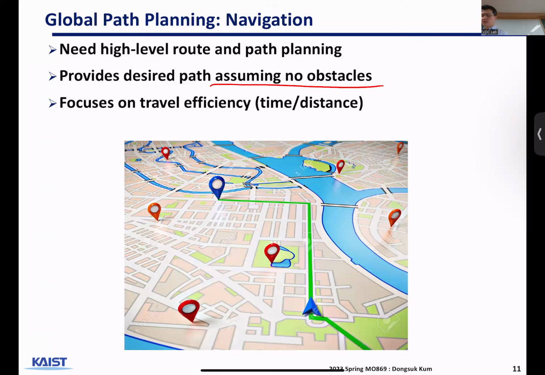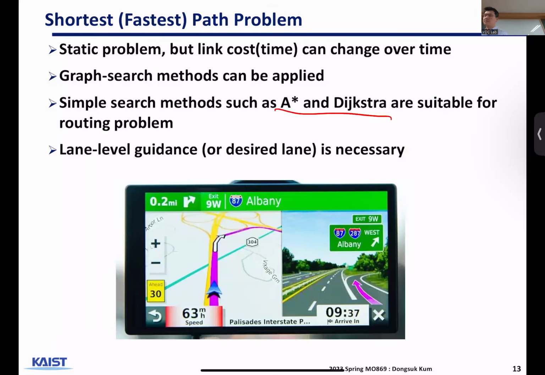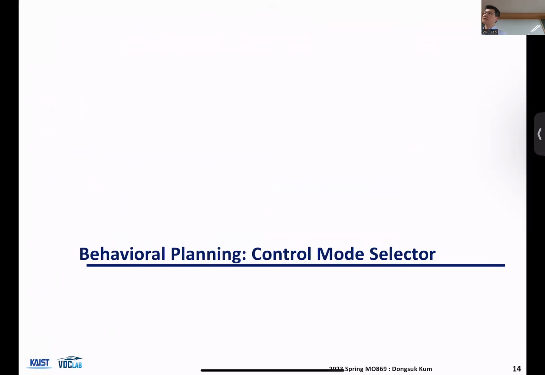It only focuses on time and distance, assuming there are no obstacles. But in reality, there are obviously static obstacles and dynamic obstacles. So how do we handle these obstacles? That is handled by the local path planning.